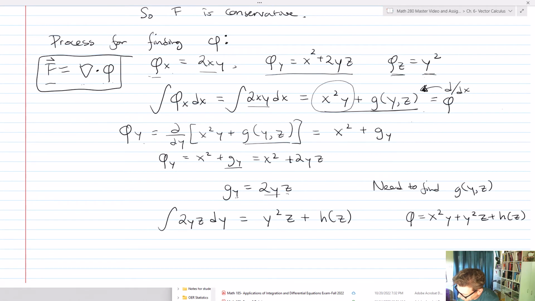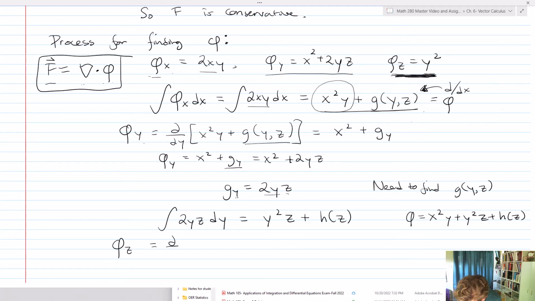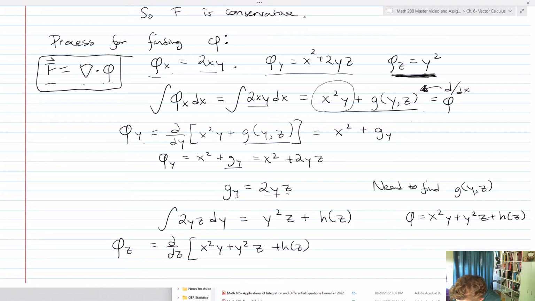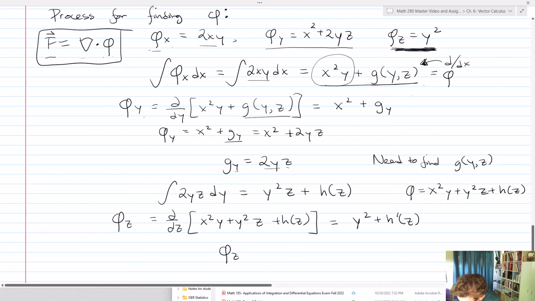So what I'm going to do is take phi of z, which is that q function, or that r function. So phi of z is going to end up equaling del z of x squared y plus y squared z plus h of z. And so that leaves me with just y squared plus h prime of z. So I've got y squared plus h prime of z, and we notice that that's also phi of z. So we're going to compare now. So we get phi of z equals y squared, which equals y squared plus h prime of z.